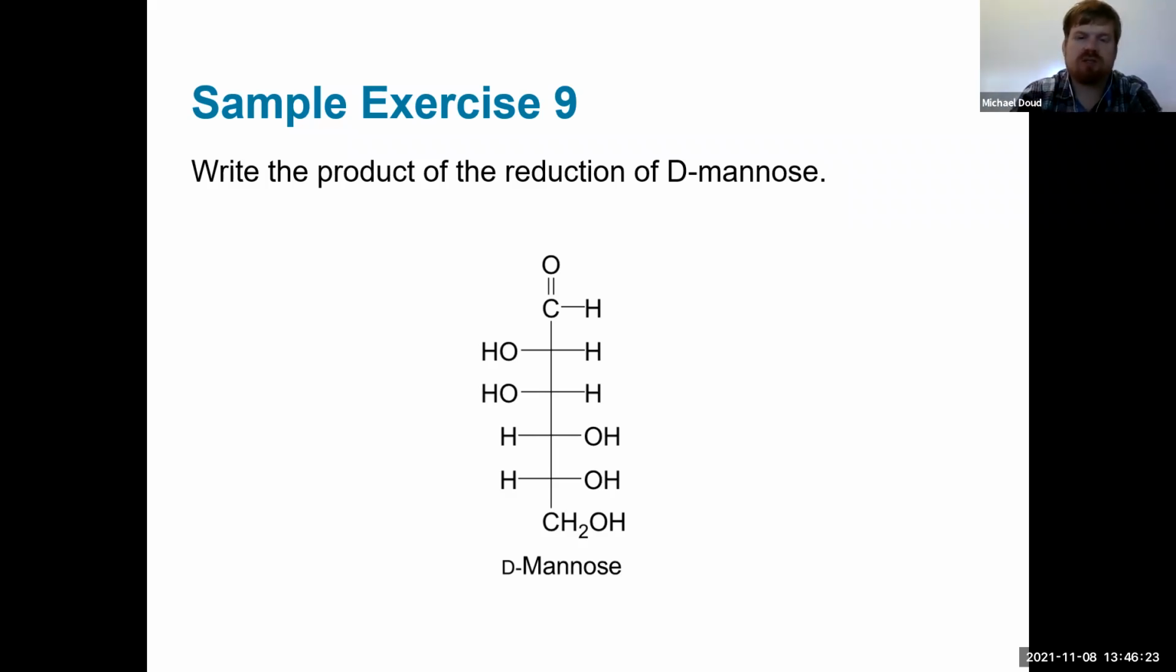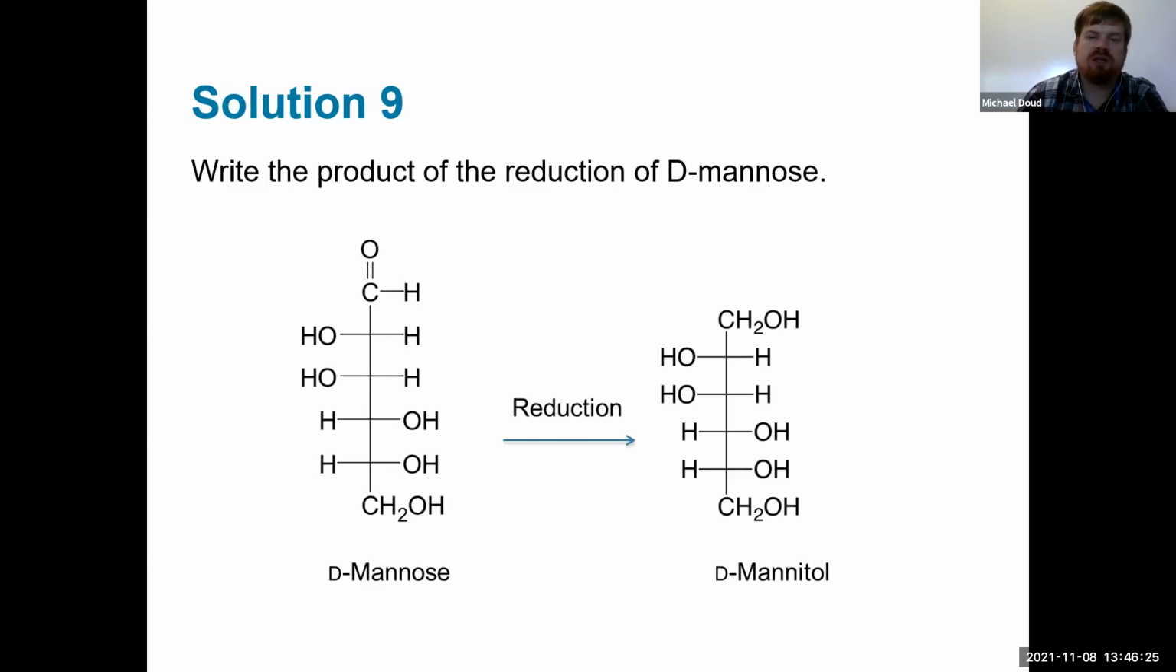Okay, let's take a look at the answer. So what happens is basically what was the aldehyde up here is going to be reduced to a primary alcohol, CH2OH, and D-mannose becomes D-mannitol.